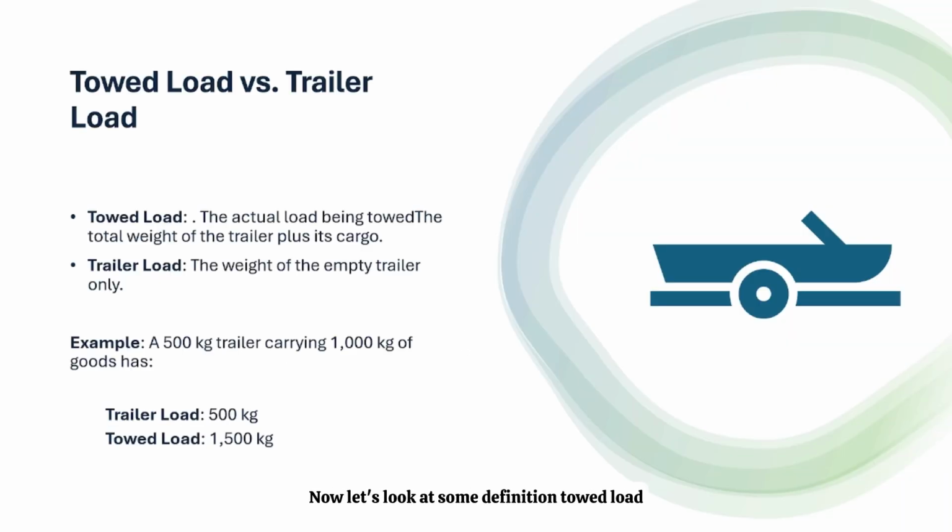Now let's look at some definitions. Towed load versus trailer load. Towed load is the actual load being towed, which we have already covered in the previous slides. This is the total weight of the trailer plus its cargo. Trailer load is the weight of the empty trailer only. Understanding this would help you solve your questions in your exam pack.